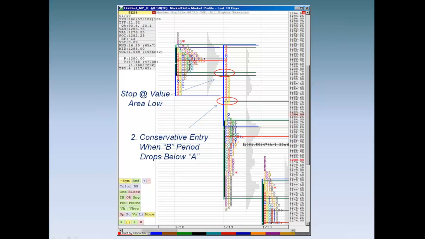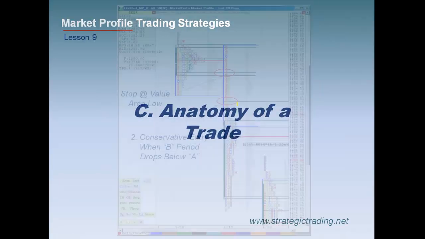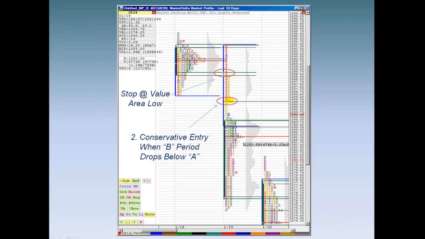Now, if in fact I took the conservative entry, take a look at where I would place my stop. Oops, went too quickly. If I took the conservative entry, the stop would be at the value low area. So I would look at where was the low value area before we actually pierced through the range, and that would be my protective stop.